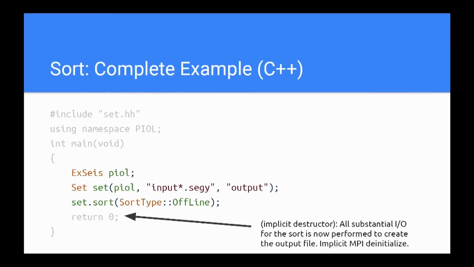The implicit destructor then, when the set object is destroyed, all significant input and output is performed. The input will read from all these input files. You'll have pre-done the sort, and then it'll generate a single output file based on the sort. It'll also automatically deinitialize MPI when this object is destroyed, and do any other tidy up that's necessary.